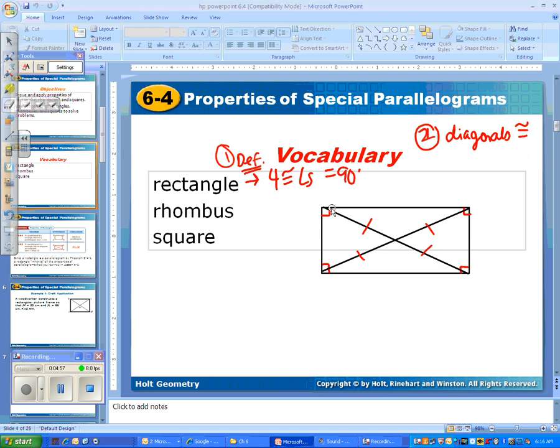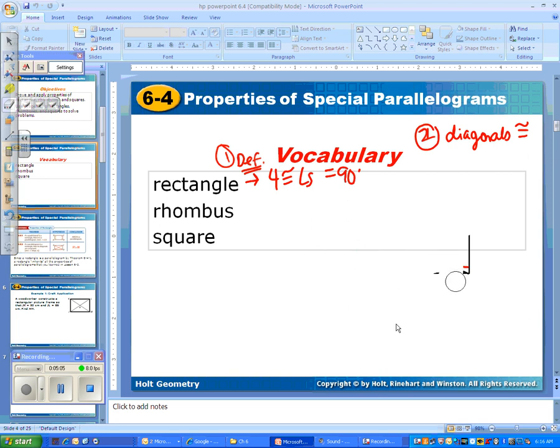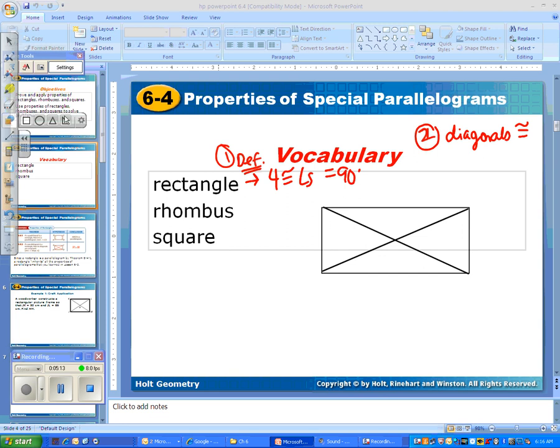Next shape we're going to talk about is the rhombus. The definition of a rhombus, and what makes it special from everything else, is that all sides are congruent. Let's see if I can draw a rhombus. I'm going to draw the rhombus like this. So in a rhombus, the definition of a rhombus and what makes it special is that all sides are congruent.